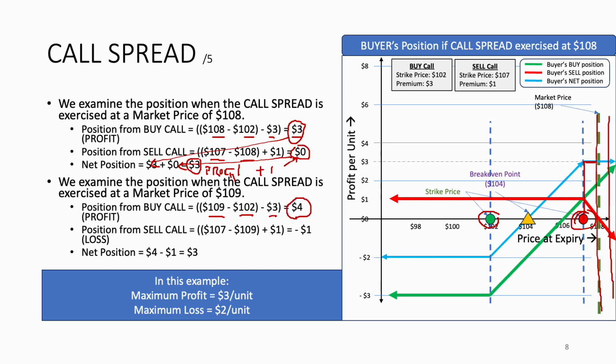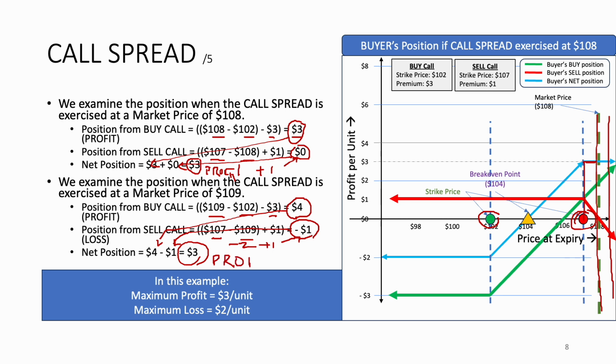And from the sell call, our investor will suffer a loss. So the strike price is $107 minus the market price of $109. This is minus 2, and plus the $1 premium he will get from the buyer. So this makes a loss of $1. So here he's suffering a loss of $1. So his net position is that he makes a profit of $4 from the buy call and a loss of $1 from the sell call. So 4 minus 1 is 3. So this is the profit he will get from this particular position.